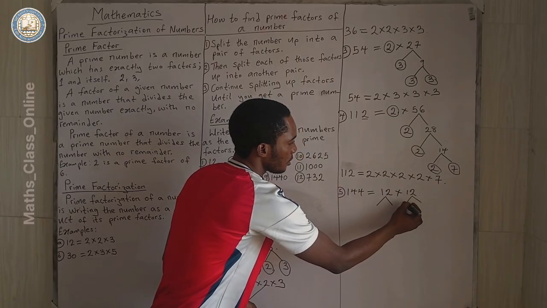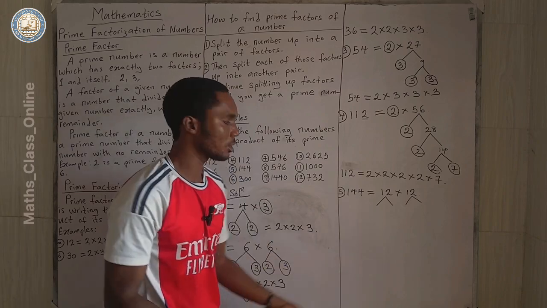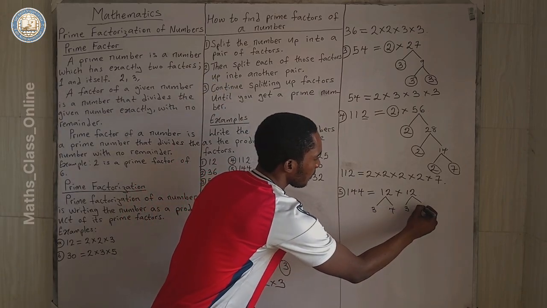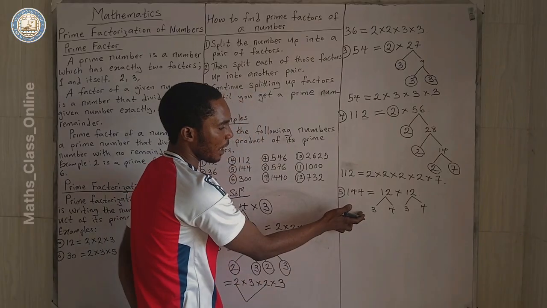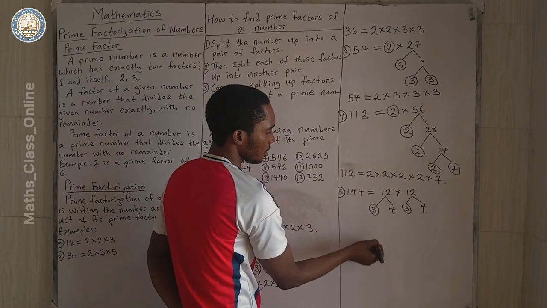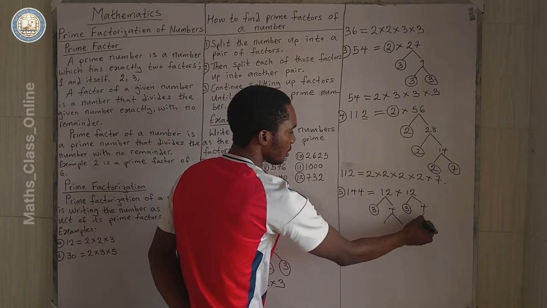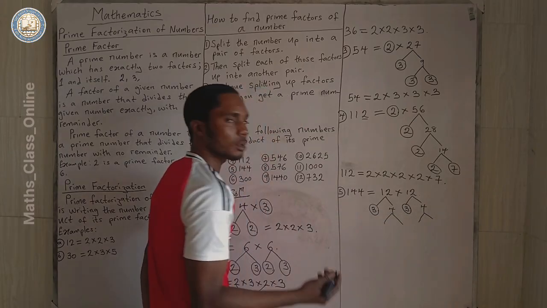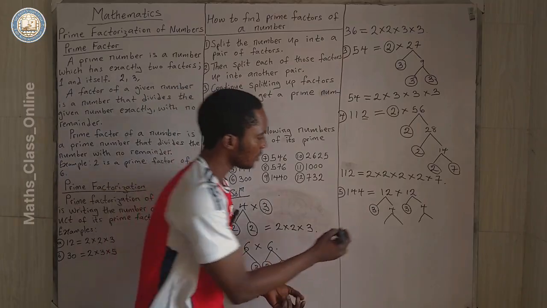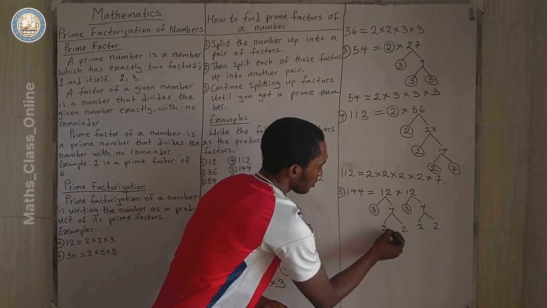Two numbers that will give me that their product is 12 is what? 3 times 4. Is 3 a prime number? Yes. Is 4 a prime number? No. Two numbers that their product will give us 4. That is 2, 2, 2, 2.